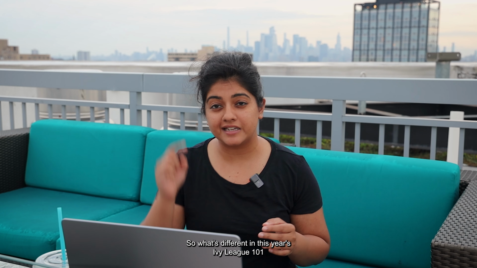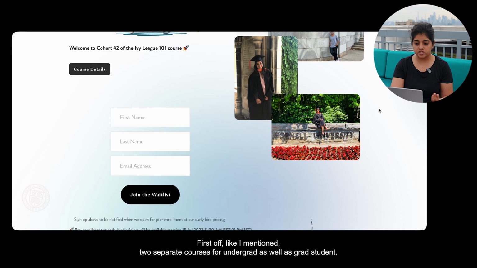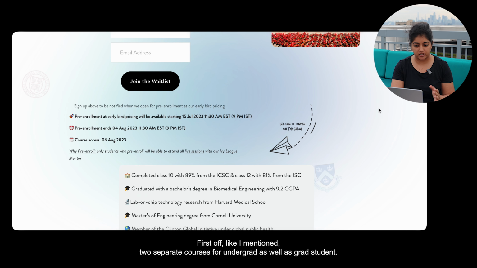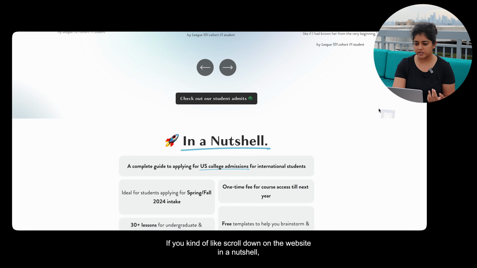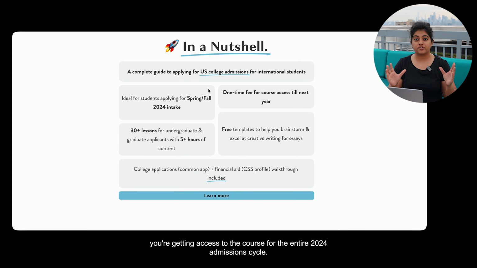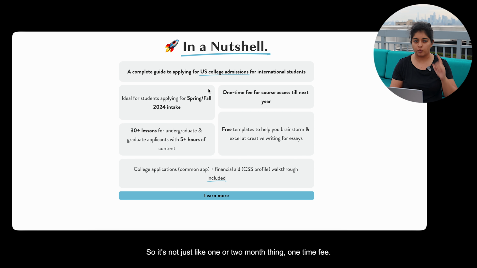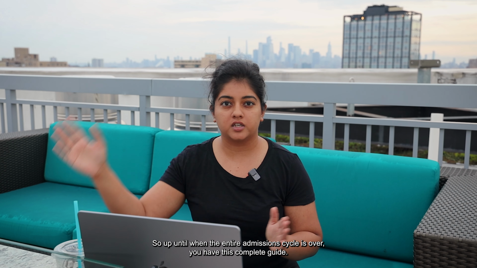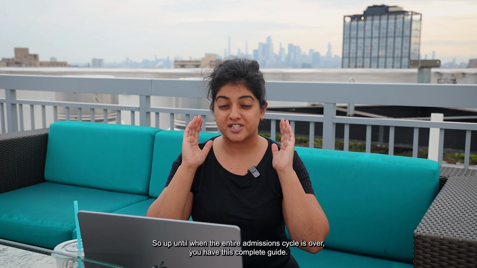So what's different in this year's Ivy League 101? First off, like I mentioned, 2 separate courses for undergrad as well as grad students. And if you scroll down on the website, in a nutshell, you're getting access to the course for the entire 2024 admission cycle. So it's not just a 1 or 2 month, one-time fee. You get access to the course up until summer of 2024. So up until when the entire admission cycle is over, you have this complete guide.